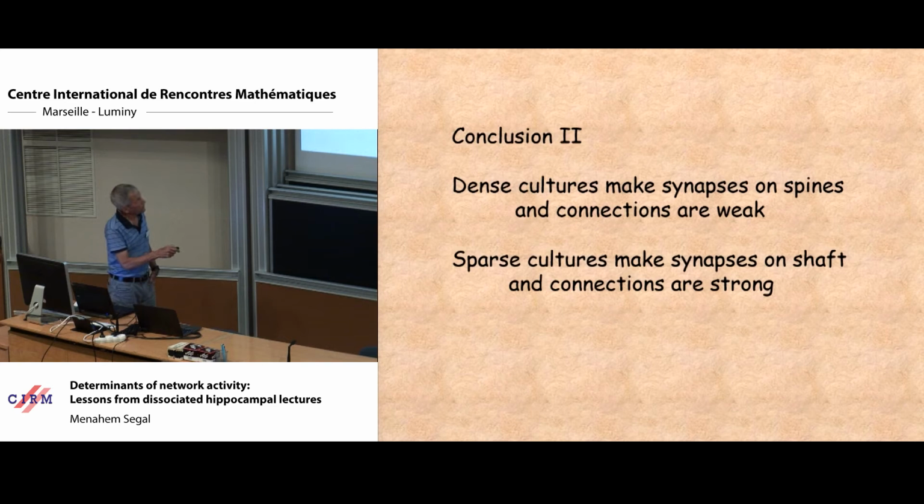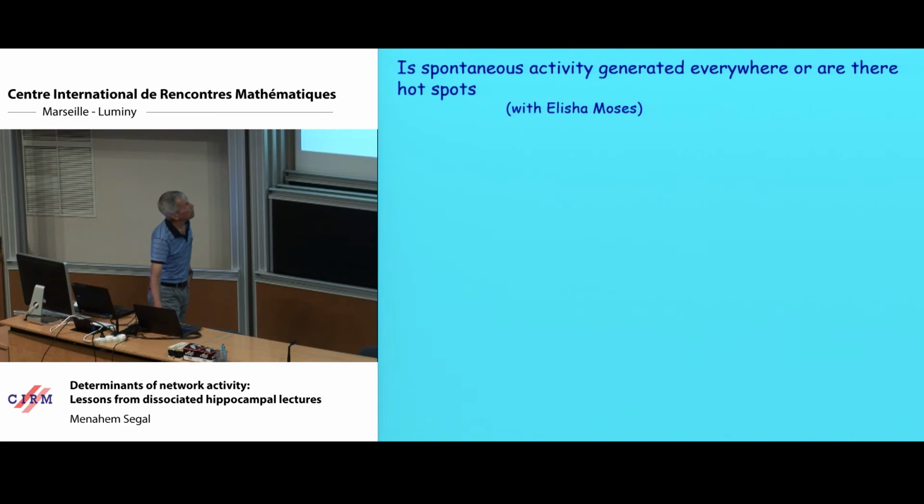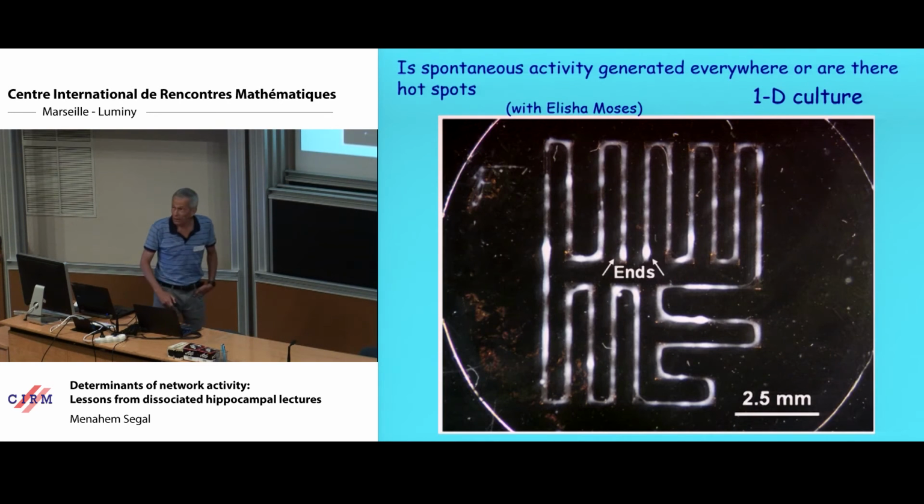They are synapses on the spines, and the connections are fairly weak. Sparse cultures have synapses on the shaft, and the connections are very strong. So this is contrary to what people think about synapses being on shaft and on spines. We know from our work that synapses on the spines are far smaller than synapses on the shaft.